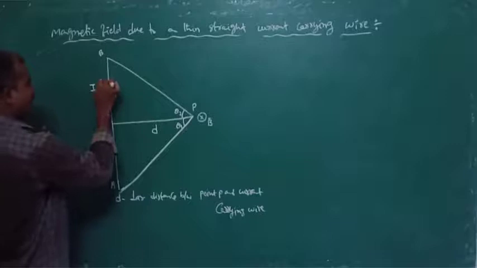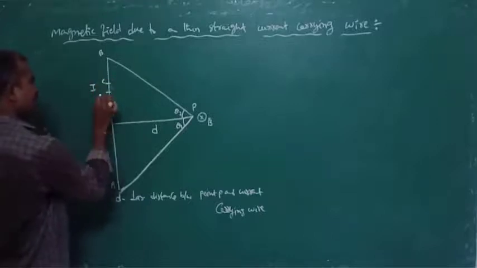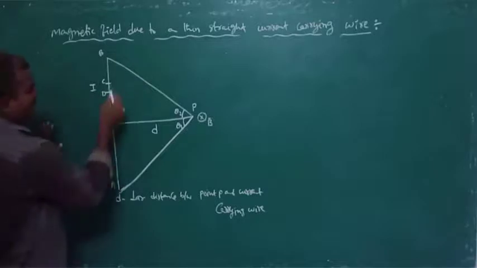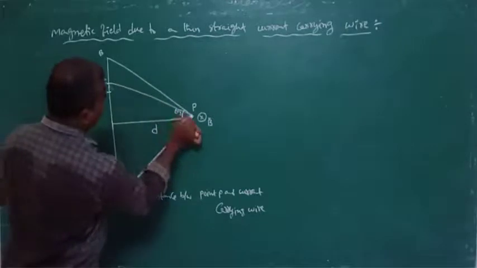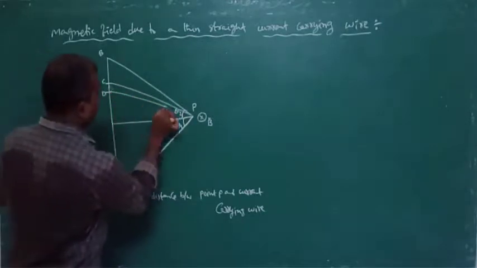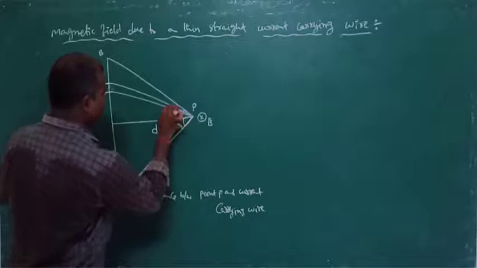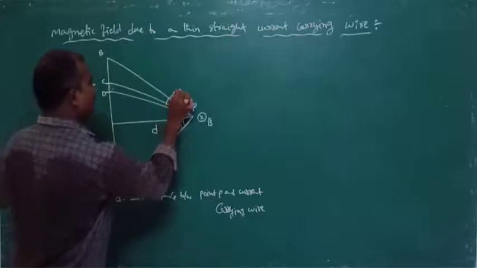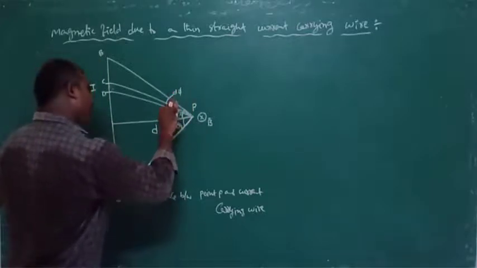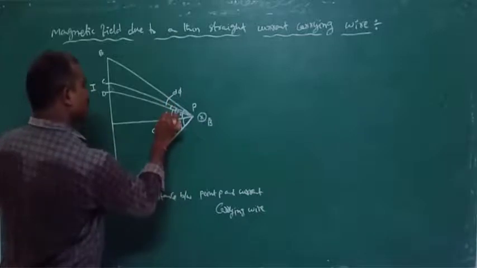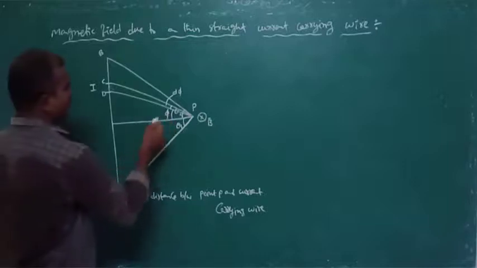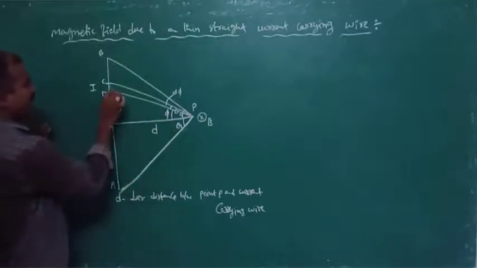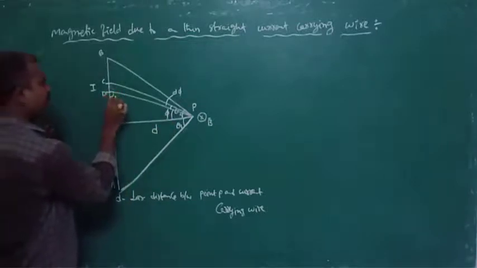Of length is CD. CD is the small element of length. This small element of length makes an angle dφ. The perpendicular distance to this one makes an angle φ, which means at this point the angle is 90 minus φ.